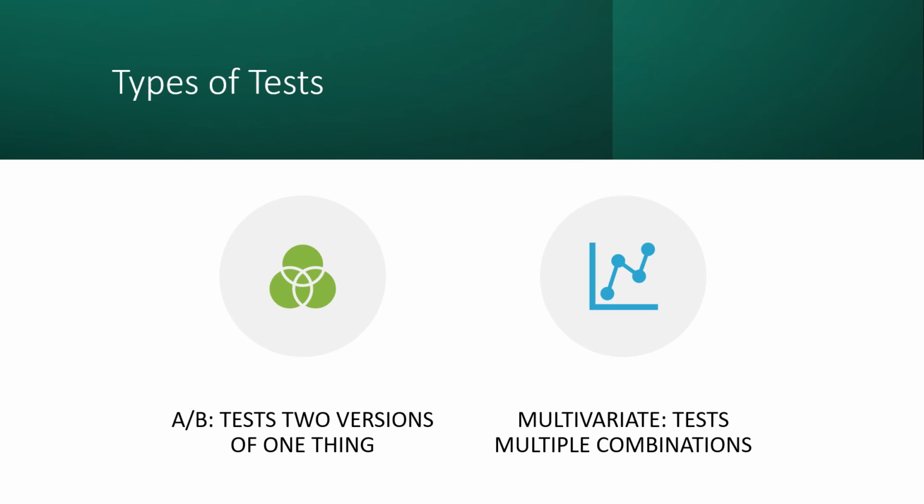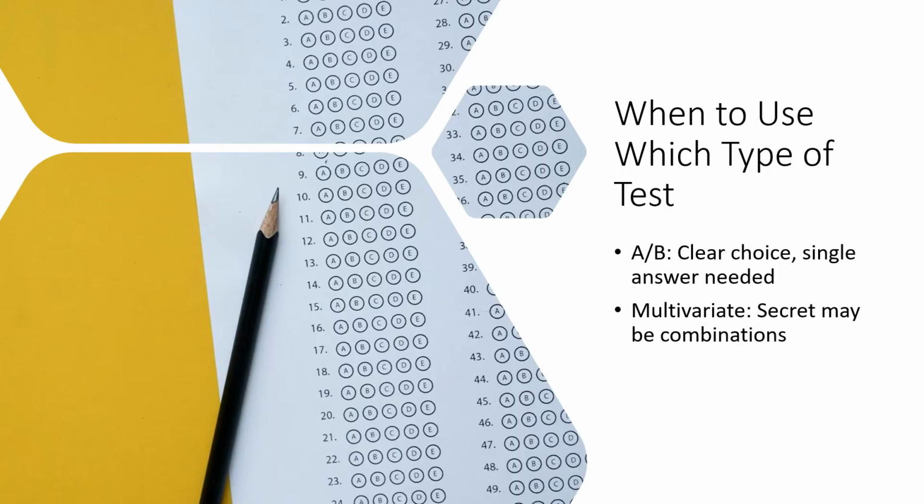Multivariate testing, just as that name implies, tests multiple different combinations of different kinds of elements of your marketing. So when you have a clear choice, for instance, you just want to see whether it's a dog picture or a cat picture that's the winning image, you can use an A/B test. It's a clear choice and you have a single answer. Which of these two pictures is going to be the most effective?